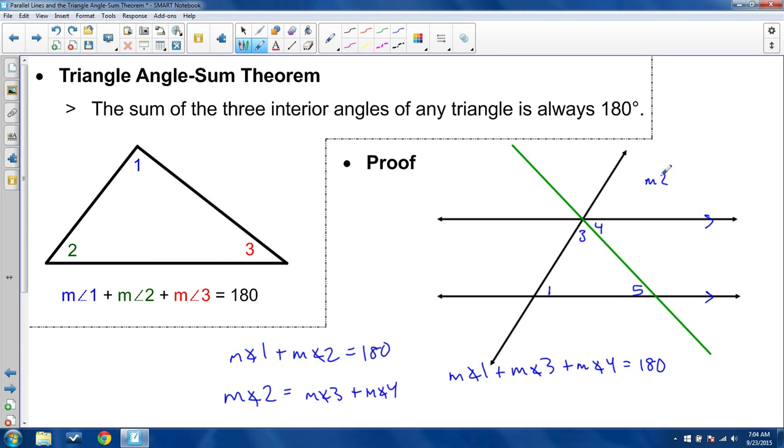So the measure of angle 4 is equal to the measure of angle 5 because all alternate interior angles with two parallel lines are congruent. If that's the case, I can substitute 5 for 4. And I'm going to get the measure of angle 1 plus the measure of angle 3 plus the measure of angle 5 equals 180 degrees.